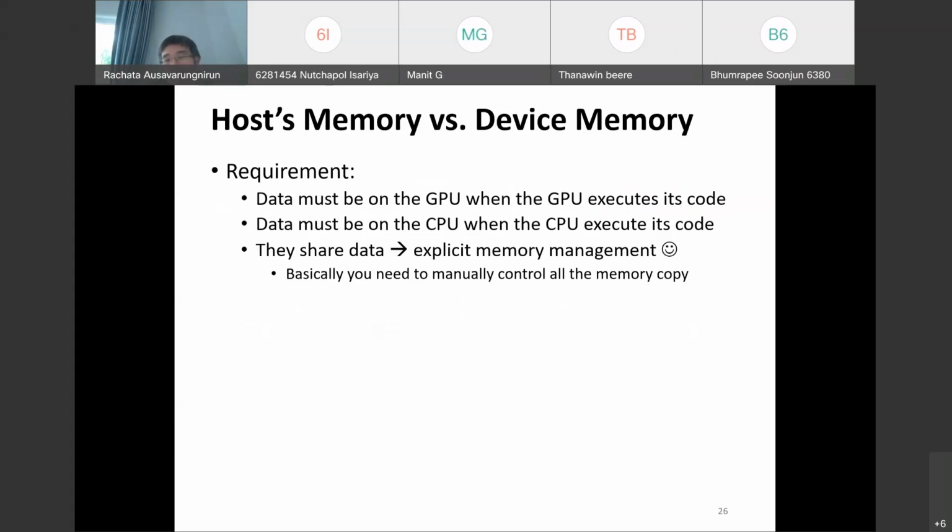So to get more performance, what do you want to minimize? You basically want to minimize the data transfer between the CPU and the GPU, right? Because these things take a huge amount of time. So make sure you are aware of that.